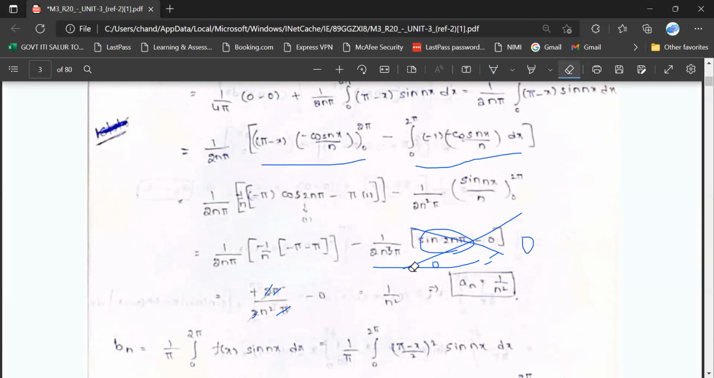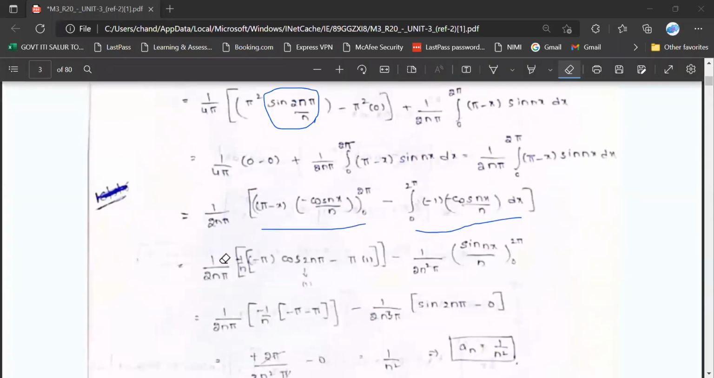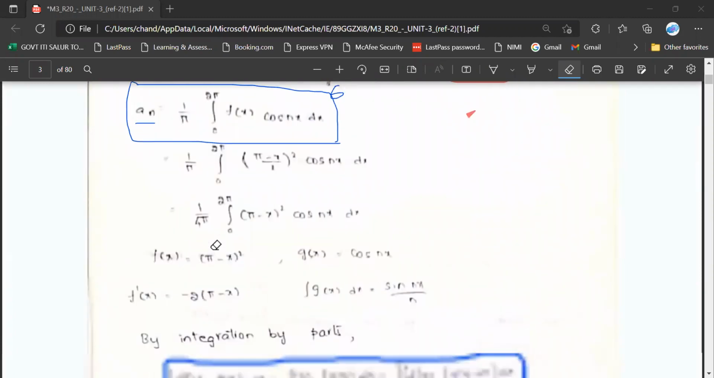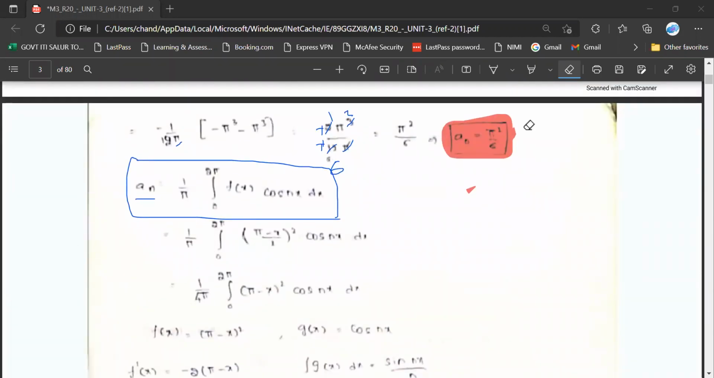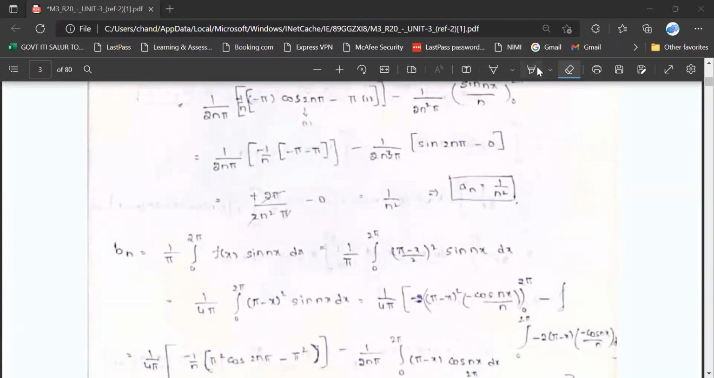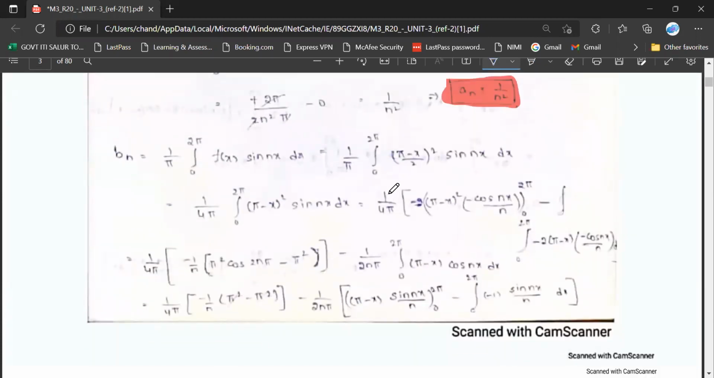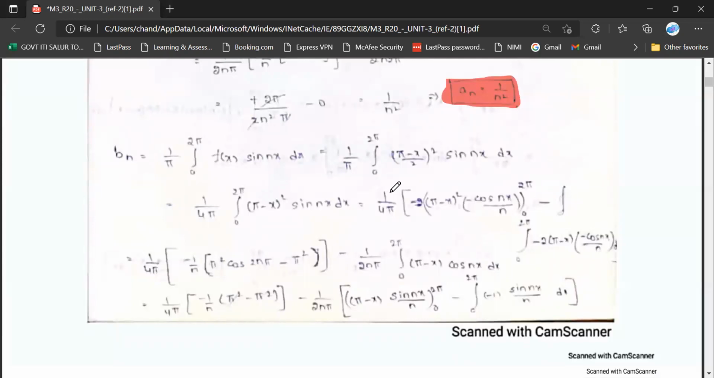Then we have a₀, whose value is π squared by 6, and aₙ is equal to 1 by n squared. So we are already done with a₀ and aₙ. Lastly, we have the element bₙ.